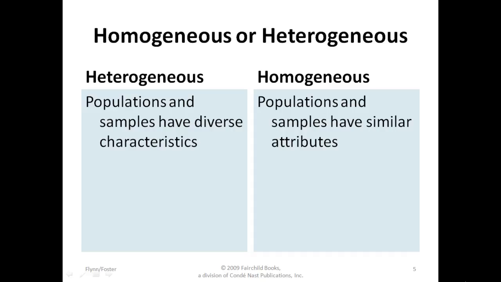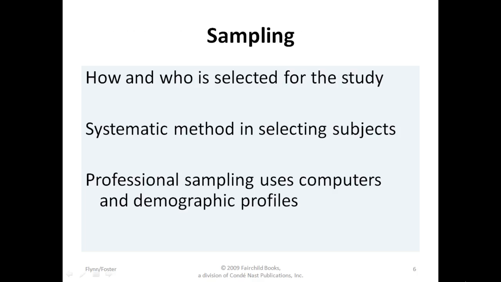The next term is sampling, and it looks at how and who is selected for your study. For your observation study that you did in Unit 1, you could have looked at every third person, every female, every student that walked by. With sampling, you want to have a systematic method in selecting your subjects. So if you did every third person, you used a systematic method.